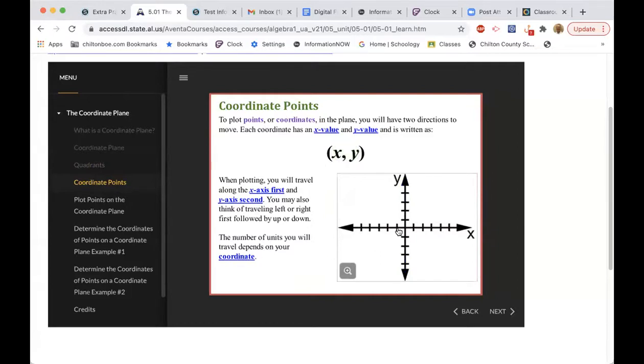If your coordinate is 3, 1, you would go 1, 2, 3 units to the right, 1 unit up, and your dot would go right here in quadrant 1.